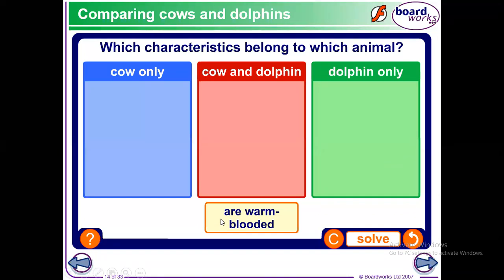So what is the meaning of warm-blooded, guys? It means that they have a certain body temperature, like us humans. We have a certain body temperature, so we can feel if it's hot or it's cold. So what do you think, guys? This one belongs to the cow and the dolphin.